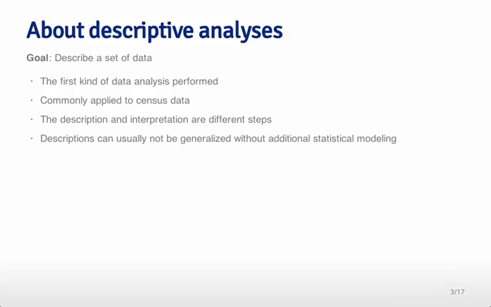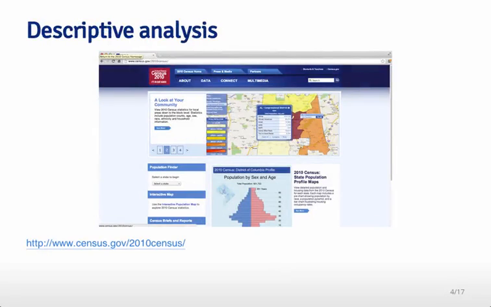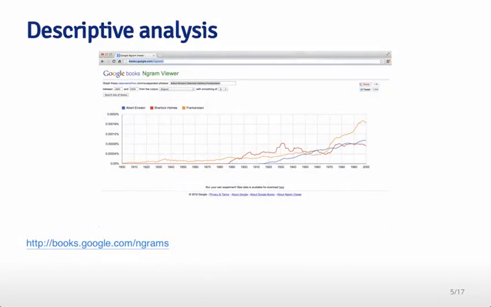Descriptions can usually not be generalized without additional statistical modeling. So in other words, you're describing what you see in this data, but you're not saying what that might mean for the next person that might come along. So an example of a descriptive analysis is this U.S. Census. This is a picture of the Census 2010 website where they've collected a bunch of information about people in the United States, and they're not necessarily analyzing it to try to predict something about other people or about other countries. They're just trying to describe the population.